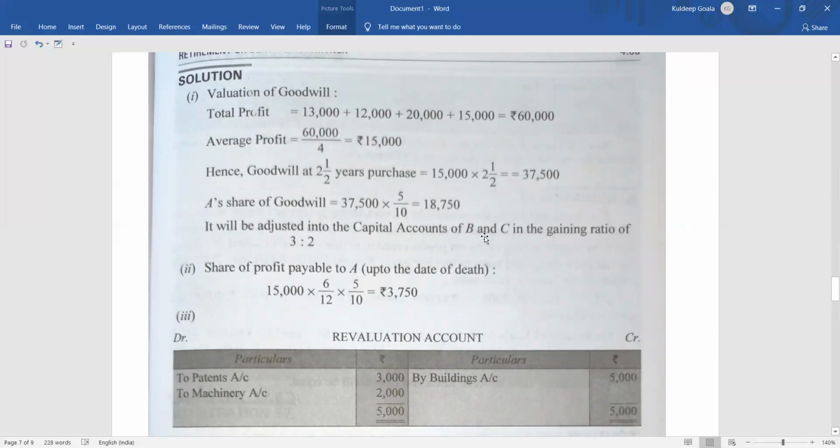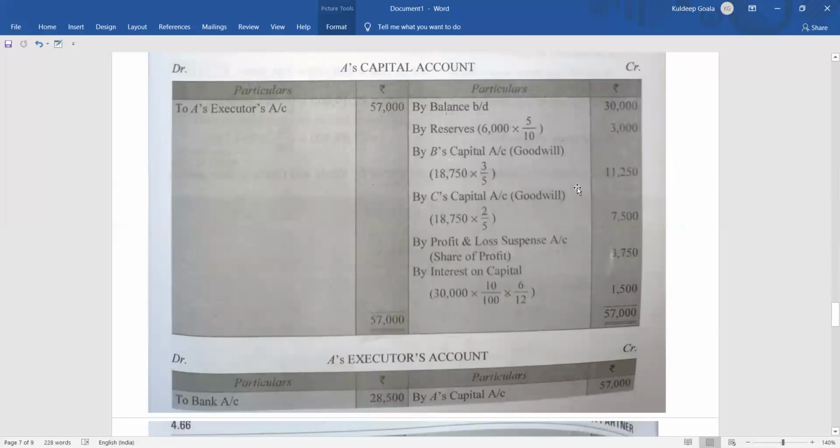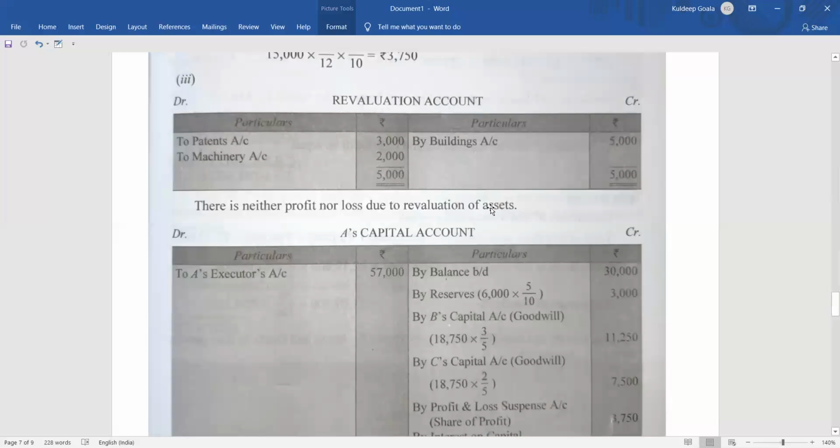It will be given by B and C in the ratio 3:2. So it will be B's capital account debit, C's capital account debit to A का capital account. So A के capital credit side में क्या होगा? By B's capital account, by C's capital account, right? 11,250, 7,250. That is 18,750 in the ratio 3:2. 3 by 5 B has given and 2 by 5 C has given.